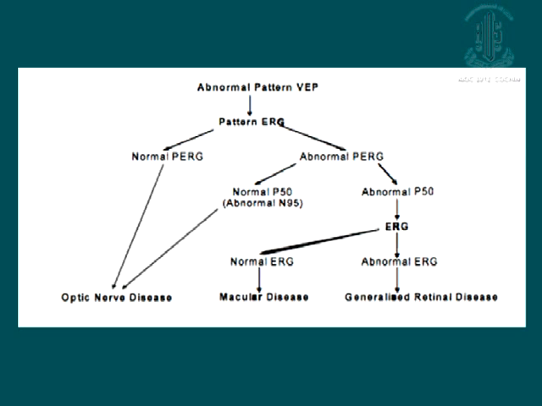If you do a pattern ERG, if the pattern ERG is normal, you're likely to be dealing with an optic nerve pathology. If pattern ERG is abnormal, look at what the abnormality is. Is the P50 abnormal or is the N95 abnormal? If P50 is normal, you're again looking at optic nerve pathology. If P50 is abnormal, then you go on to do an ERG if you feel there's a generalized pathology, and you can differentiate macular from generalized retinal disorders. So this is one way of an algorithm. You need not do it in all cases. The tests we order really depend on the clinical picture and presentation of a different patient. But this is how you can use both these tests to try to define where the pathology is in a given patient.